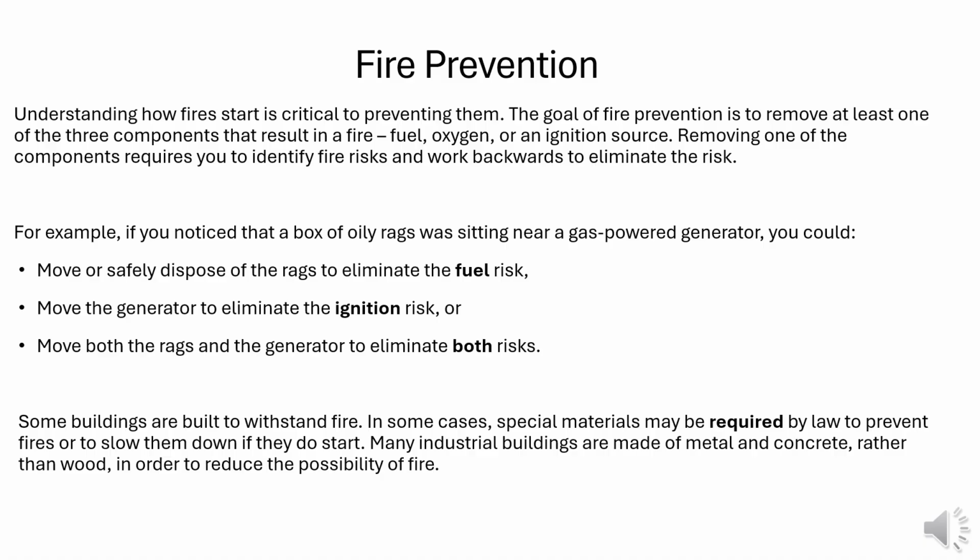Understanding how fires start is critical to preventing them. The goal of fire prevention is to remove at least one of the 3 components that result in a fire: fuel, oxygen, or an ignition source. Removing one of the components requires you to identify fire risks and work backwards to eliminate the risk. For example, if you notice that a box of oily rags was sitting near a gas-powered generator, you could move or safely dispose of the rags to eliminate the fuel risk, move the generator to eliminate the ignition risk, or move both the rags and the generator to eliminate both risks.